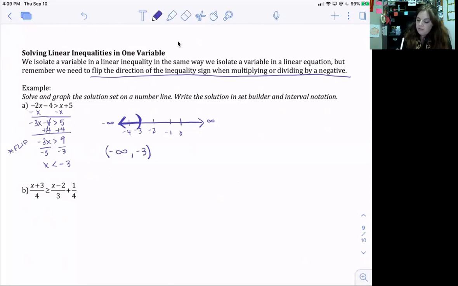And then our set builder notation is really easy because we already did it when we solved. We're going to have our set brace, x, such that x is less than -3. And that's your solution.